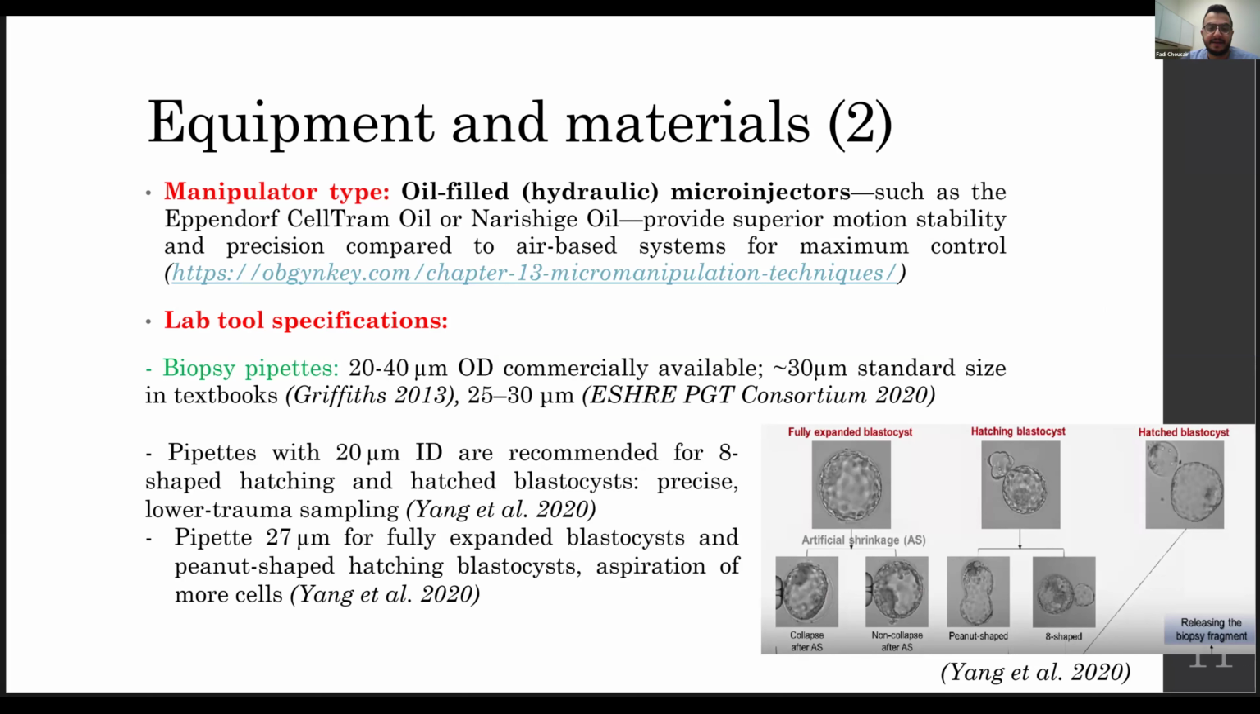Biopsy pipettes should be selected based on embryo morphology, with standard sizes ranging between 25 and 30 micrometers for the outer diameter. You can see commercially available ones between 20 and 40. The standard in the textbooks is around 30 micrometers. Here we see data from a technical study showing that the biopsy pipette should be selected based on the embryo morphology. They showed that pipettes with a narrower diameter, 20 micrometers, are recommended for H-shaped hatching and hatched blastocysts, which showed more precision and lower trauma sampling. And pipettes of higher diameter were recommended for fully expanded blastocysts and peanut-shaped hatching blastocysts to aspirate more cells.